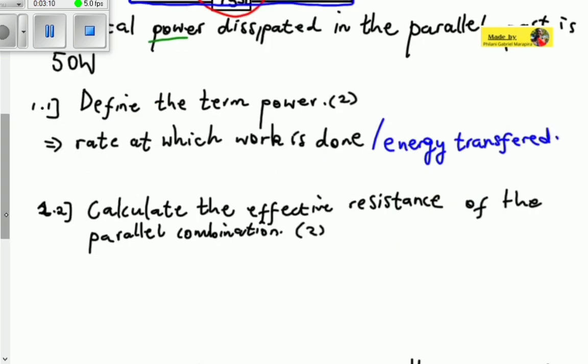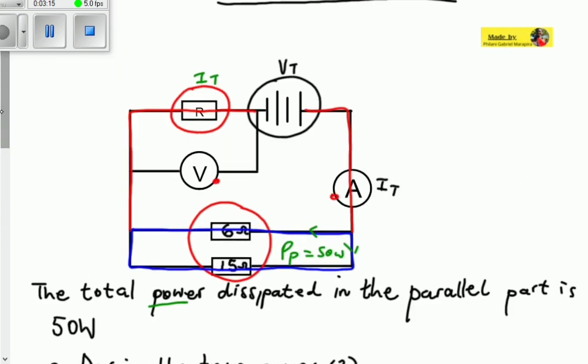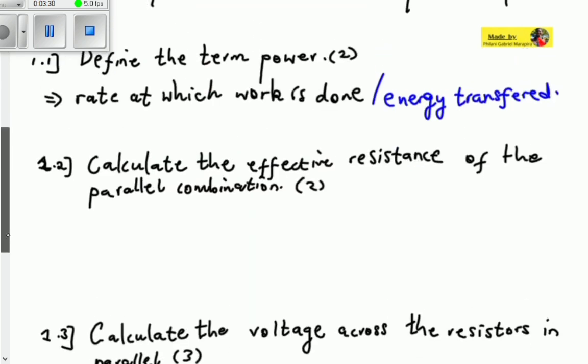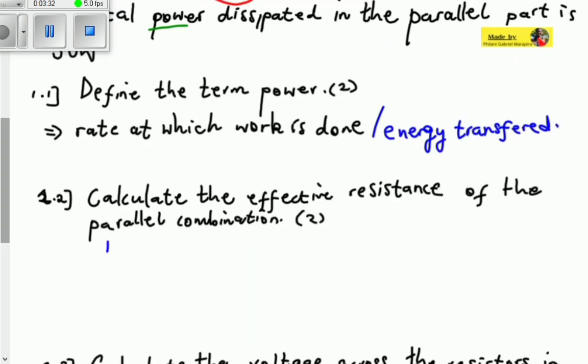We are asked to calculate the effective resistance of the parallel combination. Let us check which one is our parallel combination. Our parallel combination is the blue part. The blue part has two resistors, 6 ohms and 15 ohms. So we're talking about the effective resistance of the parallel combination. Therefore, we use the formula 1 over R parallel is equal to 1 over 6 ohms plus 1 over 15 ohms. We're having two resistors here.